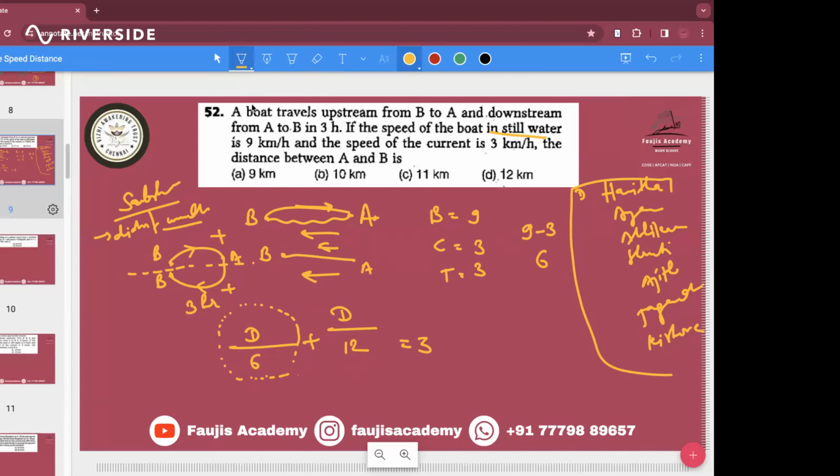If we solve it, can we also write it as 2D by 12? Can we write it something like that? So that means 3D by 12 is equal to 3. This 3 gets cancelled and D is equal to 12.